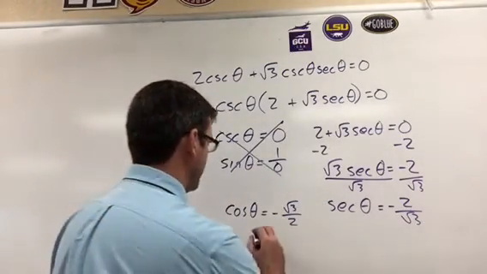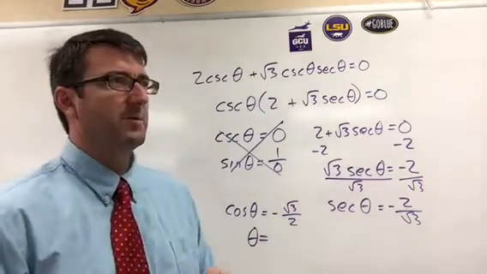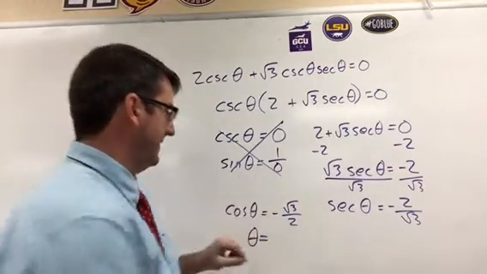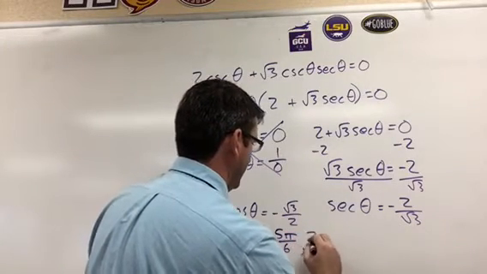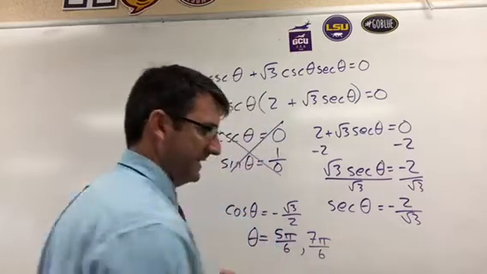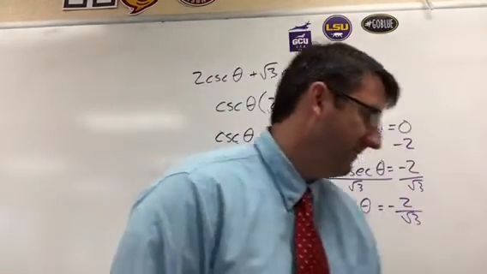Then we look on our unit circle, and we see that cosine is negative square root of 3 over 2 at 5 pi over 6, and at 7 pi over 6. So that would be C for number 13.